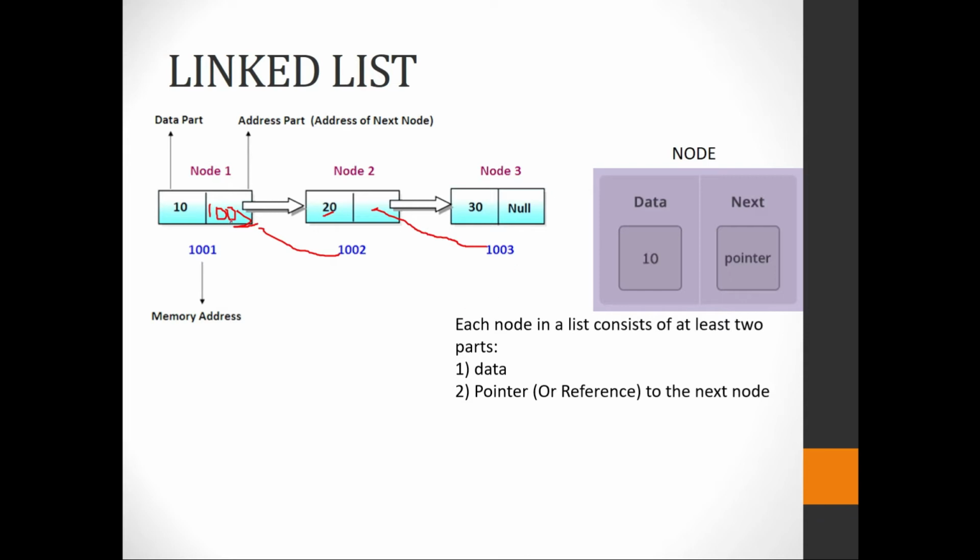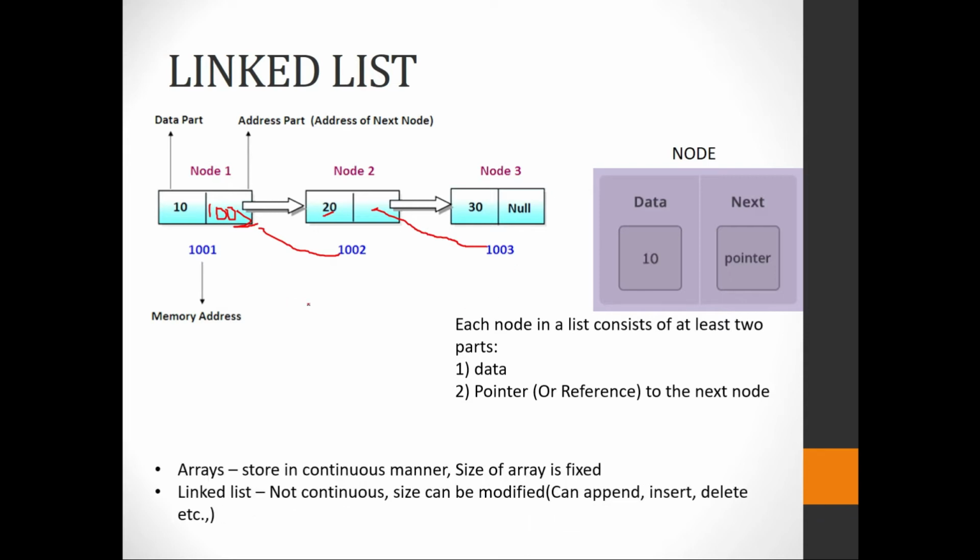There are several advantages when you compare it with an array. An array, what does it do? It stores in a continuous manner. And you can see the size of the array is also fixed. But if you take linked list, it is not continuous. What do I mean by that? I can remove node 2. I can insert another node in the beginning. I can remove this particular node 3, or I can add another node after node 3.